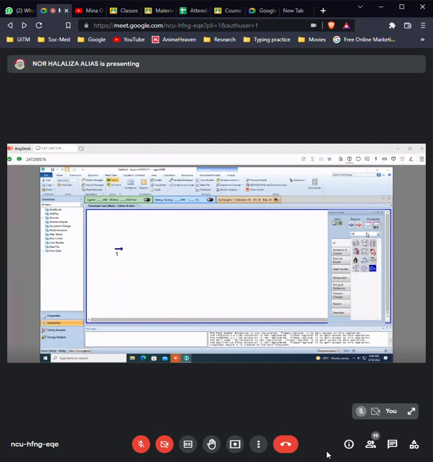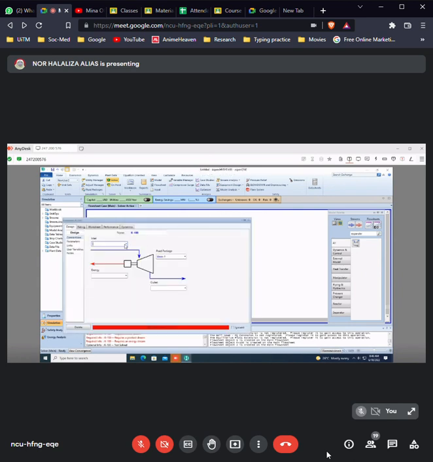Okay, the next one you type for the equipment. The name is expander. So this is the symbol of expander. So you drag, sorry. Okay, drag the expander. So of course we have an expander and then we have the output. Okay, then the next part is to connect the stream. You have 1, and then you have outlet 2. Okay, energy.